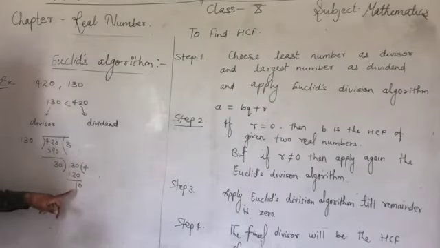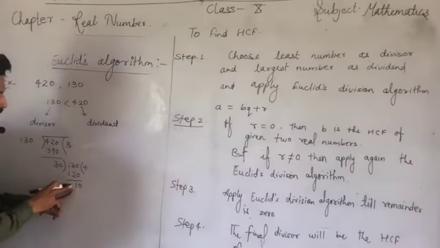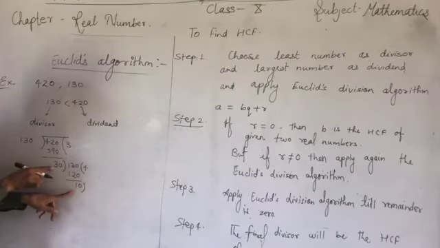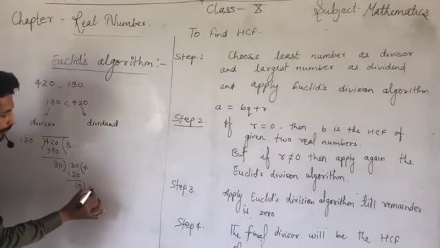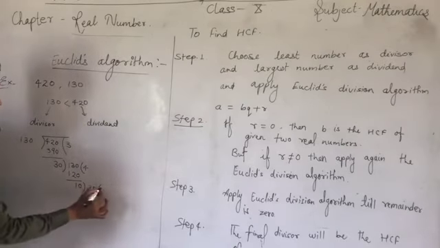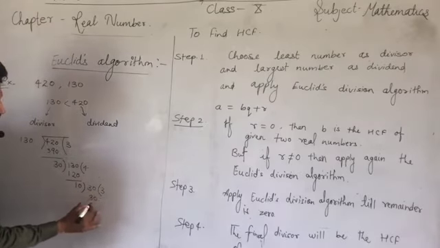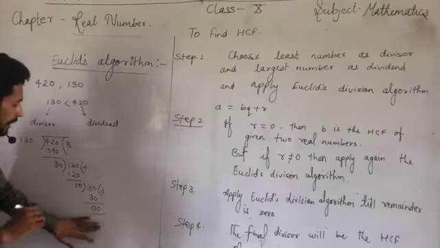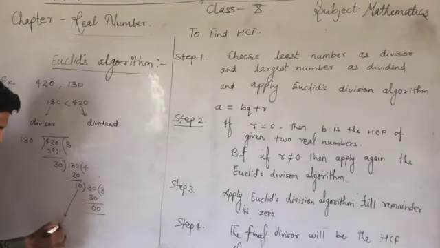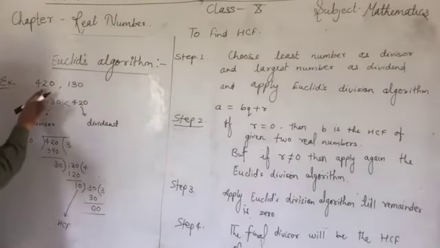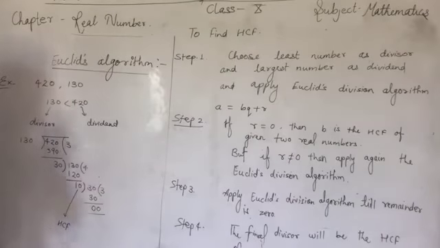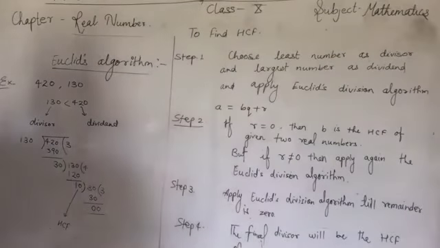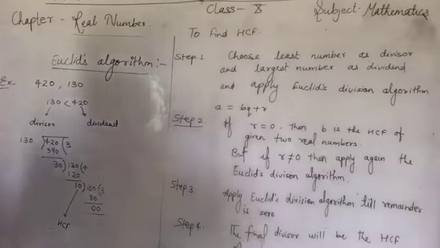Now again the remainder is not equal to 0. So this remainder will become the divisor and the previous divisor will become the dividend. So 10 times 3 is 30. Now the remainder becomes 0. Then stop the process here, and this divisor will be the HCF of 420 and 130. So this is the process for Euclid's division algorithm. Note that.